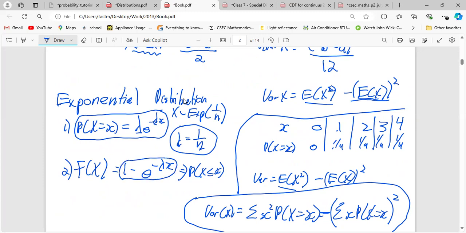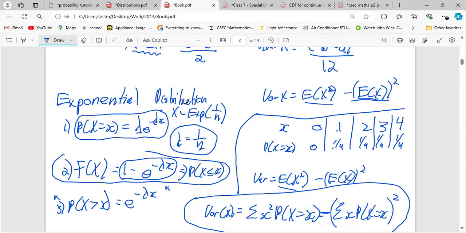All right, and then just for good measure, the probability x is more than something. That's the opposite of the CDF. It will just be e to the minus lambda x. So you have the CDF, which is less than or equal to x, is 1 minus e to the minus lambda x. And then just for good measure, you have the probability x is more than x, which is e to the minus lambda x. So those are some nice equations that you could remember.